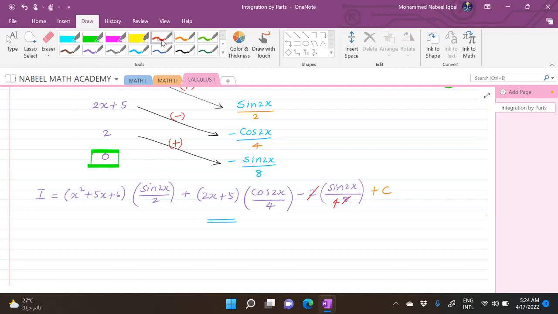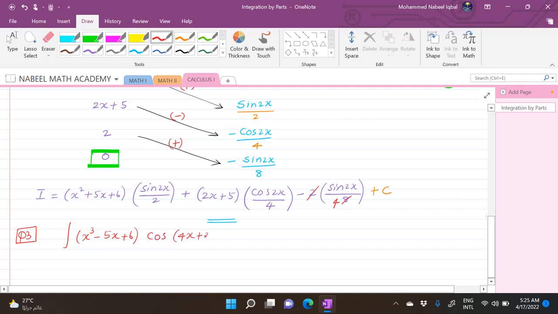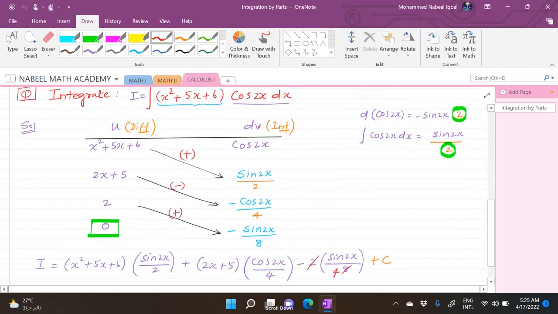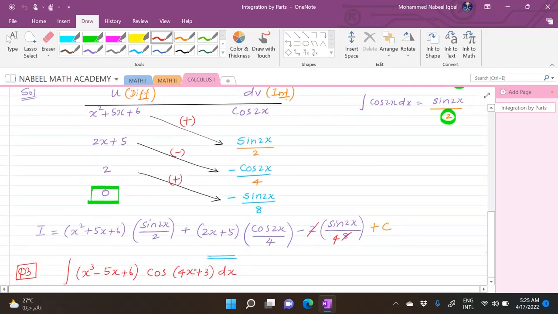Now we will take one more example, that is the last example, question number 3. Evaluate the integral of x^3 minus 5x plus 6 into cosine(4x plus 3) dx. What is the difference between the last one and this one? Here you had only cosine of 2x, but here it is cosine of a linear expression, 4x plus 3. So let us go with this one.